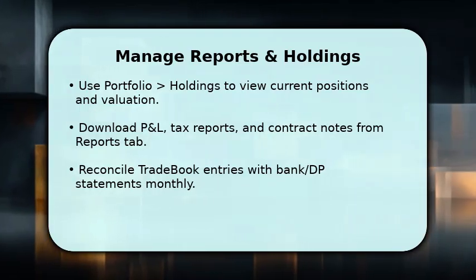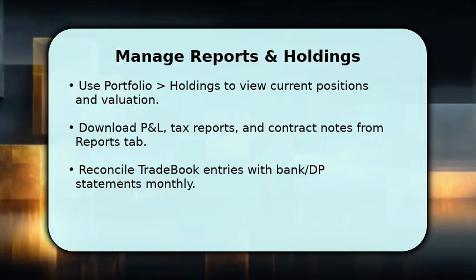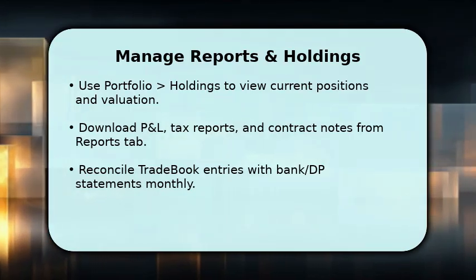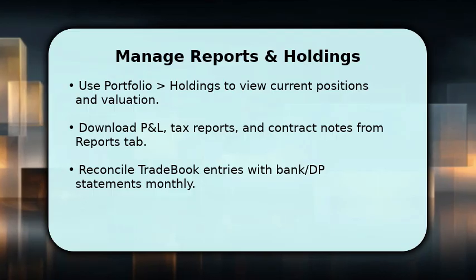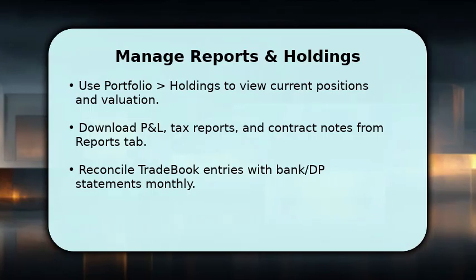Next, go to Reports to download Tradebook, Contract Notes, and the P&L statement. These files are essential for tax filing and performance review. Once downloaded, reconcile Tradebook entries against your bank and DP statements. Discrepancies often arise from corporate actions or settlement.